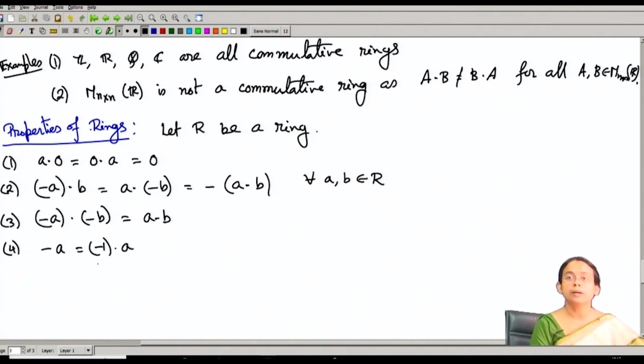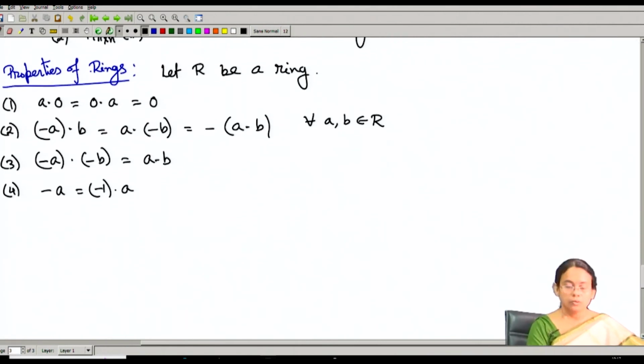So what is minus 1? Minus 1 is nothing but the additive inverse of 1, which is the additive inverse of the multiplicative identity 1. Let me give you the proof of some of these four, and we will see that the distributive property is helpful in proving this statement. I will give you the proof of the first two, and the rest two you can try by yourself.